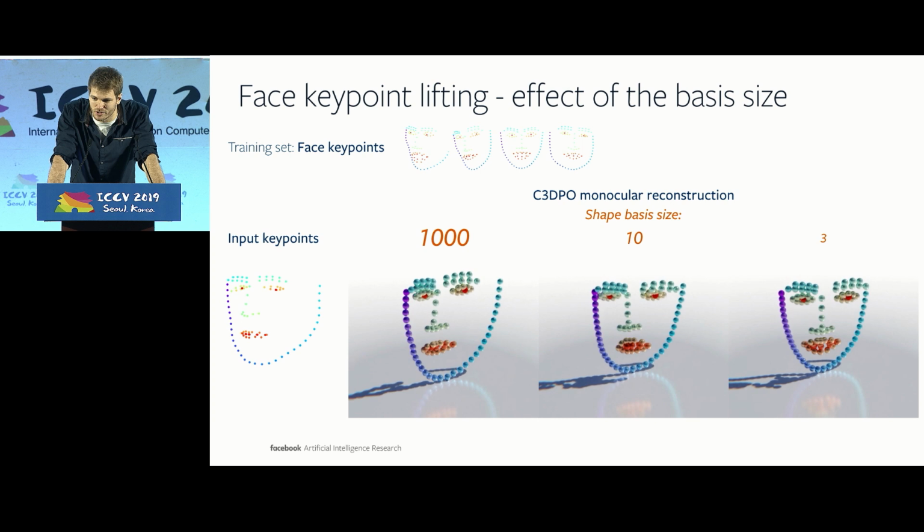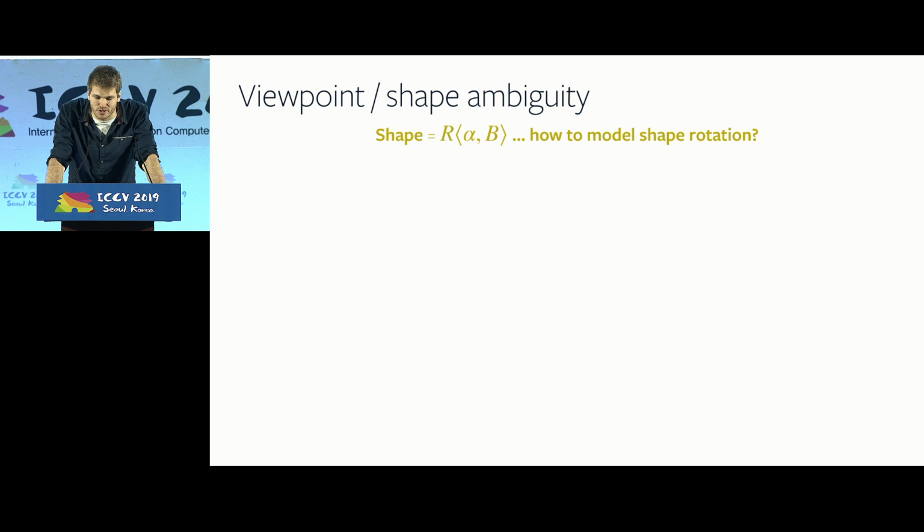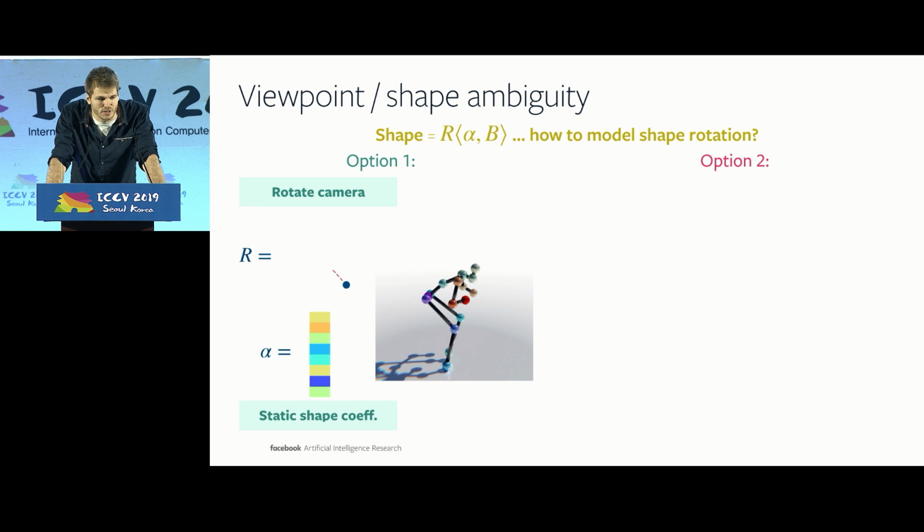And it could be illustrated on a very simple example. So imagine that we have a shape, and using our framework, we just want to rotate it, right? Now we have actually two options. The first one is that we will represent the rotation as a change of the viewpoint. So we will just rotate the camera around the shape, and this will just rotate the shape in the 3D space. And this will also keep the static shape coefficients.